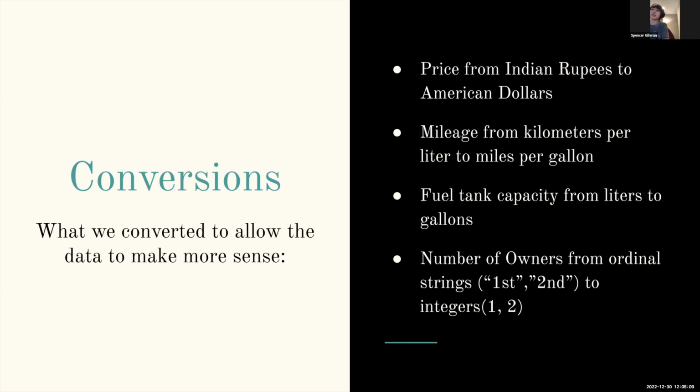And since India tends to use the metric system, we had to change anything that had kilometers or liters to miles or gallons, for us to understand it a little more, since most of us are in America right now. So we changed the mileage from kilometers per liter to miles per gallon, and the fuel tank capacity from liters to gallons. And the number of owners was listed as first, second, or third. We had to change that from a string to an integer, so either 1, 2, or 3.